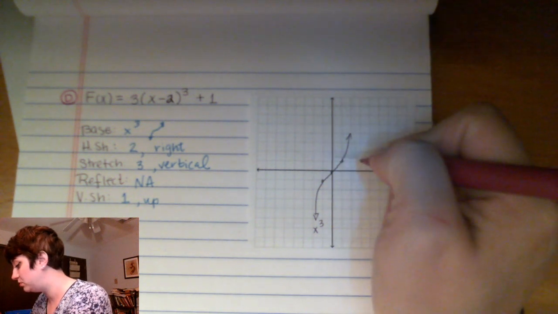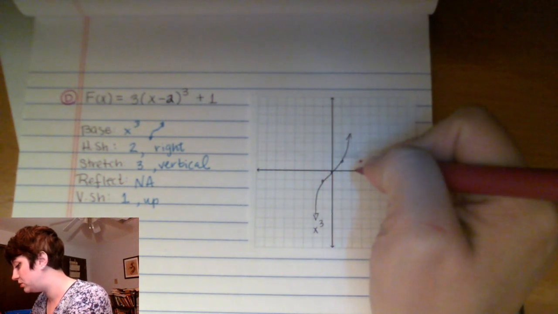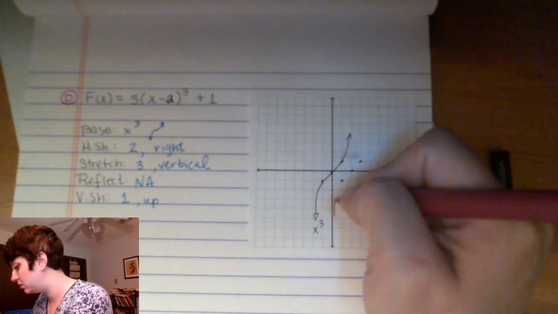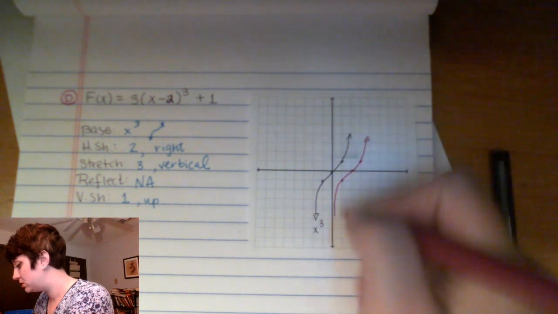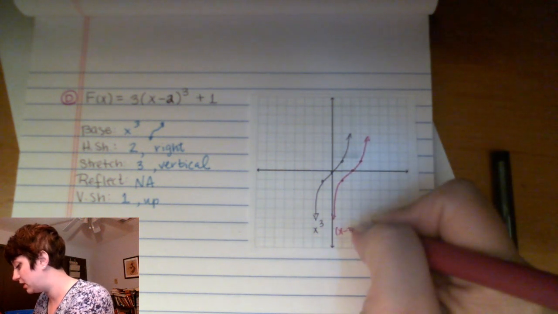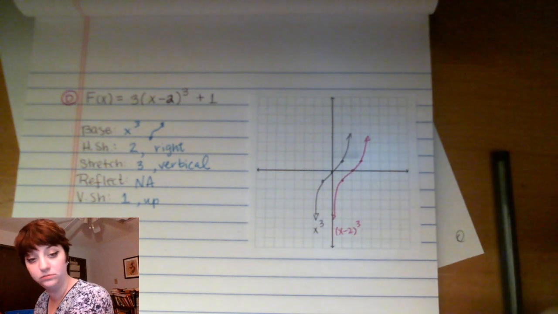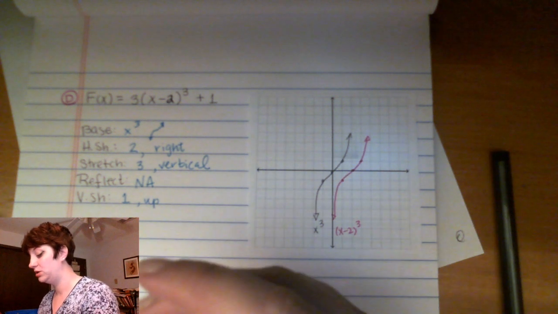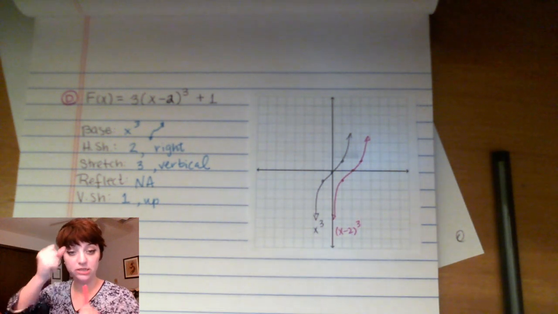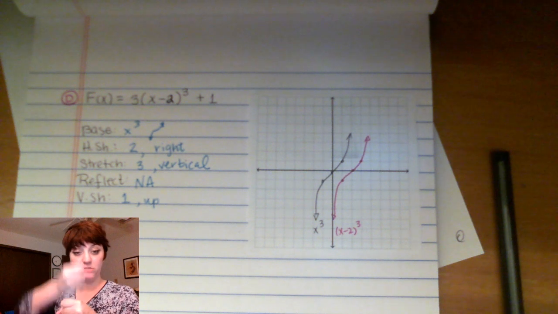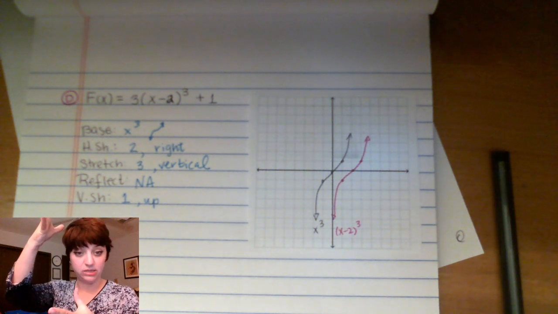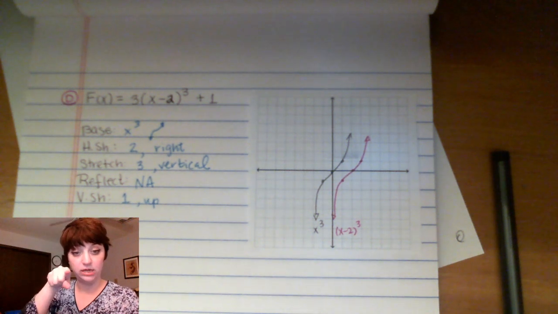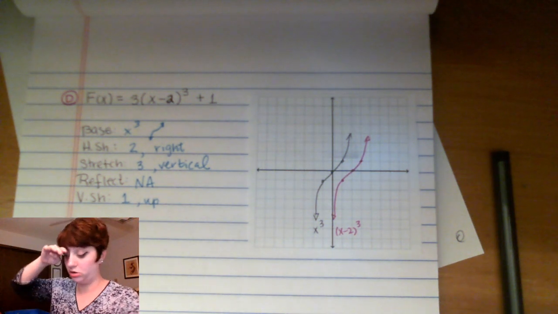So 1, 2, 1, 2, 1, 2. Okay. So that is x minus 2 cubed. All right, next is a stretch of 3. So vertical stretch. A vertical stretch doesn't move. It's just growing it. It's like a spring, basically. So the center of my spring is still at the same spot. It's just gotten longer on the top and bottom.